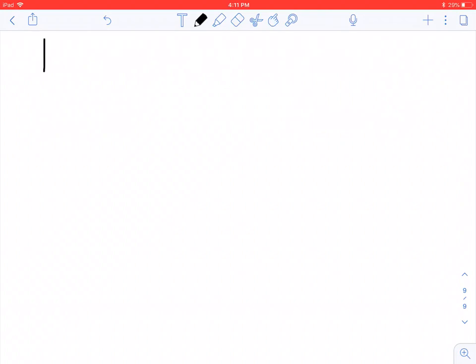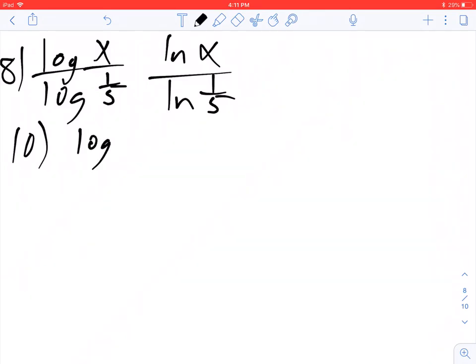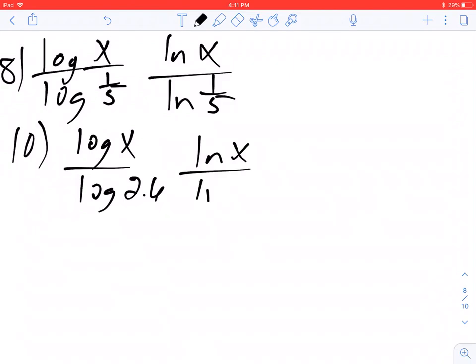Common log is going to get rewritten as log of x divided by log of 1/5. And that was number 8. Okay. Number 10. That was part A. Part B is you have to write natural log of x over natural log of 1/5. Number 10 is the log of x divided by log of 2.6. Part B would be natural log of x over natural log of 2.6.